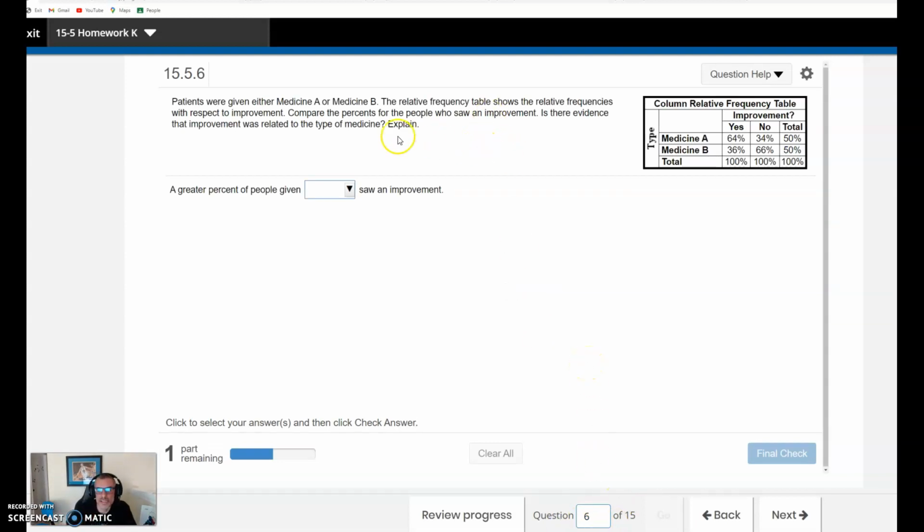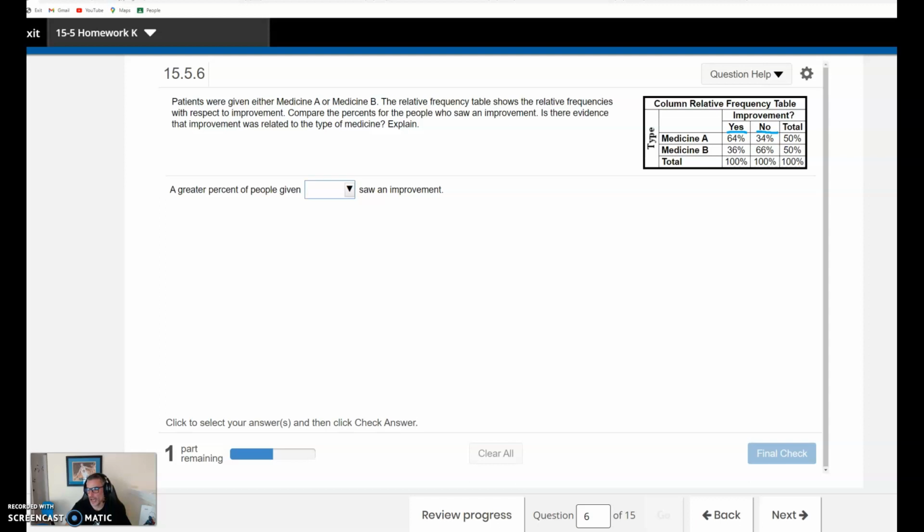Patients were given either medicine A or medicine B, and then we're going to see if they showed improvement in their medical condition. So again, I look at the table, and here we have improvement, yes or no. So did they get better, yes or no? And then which type of medicine, A or B?